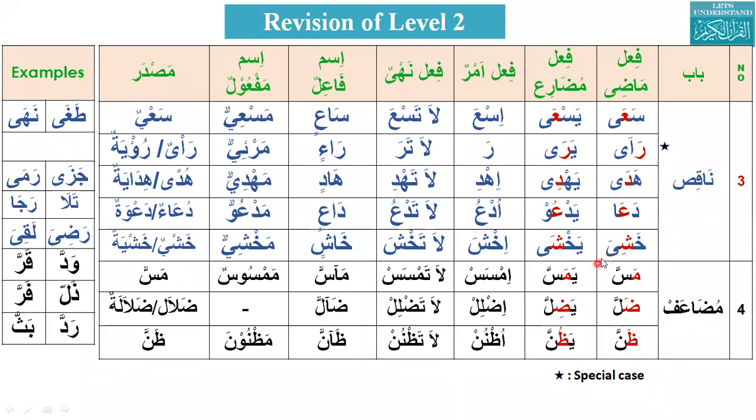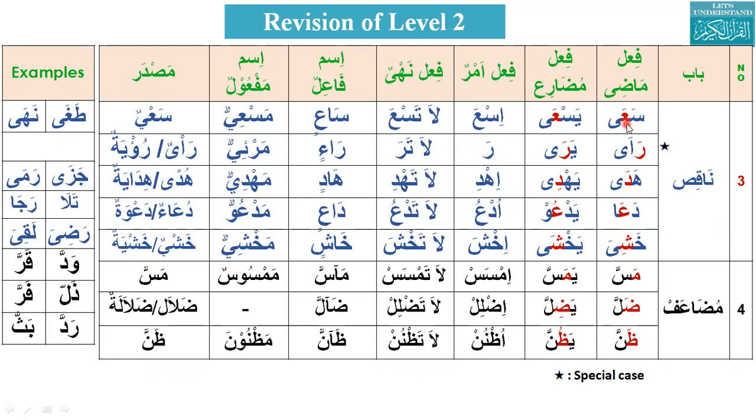And then we have Bab Naqis. Bab Naqis, we have seen that there are 4 cases. Sa'a yasa'a. Sa'a, this ya maksura, there is no haraka on this. It is used to strike the last word. Sa'a yasa'a, fatha fatha. And then hada yahdi, fatha kasra. Da'a yad'u, fatha damma. And then we have the 4th case, khashiya yakhsha, kasra fatha. Here, if you see sa'a, the plural will be sa'aw. Similarly, hada, hadaw, da'a, da'aw.